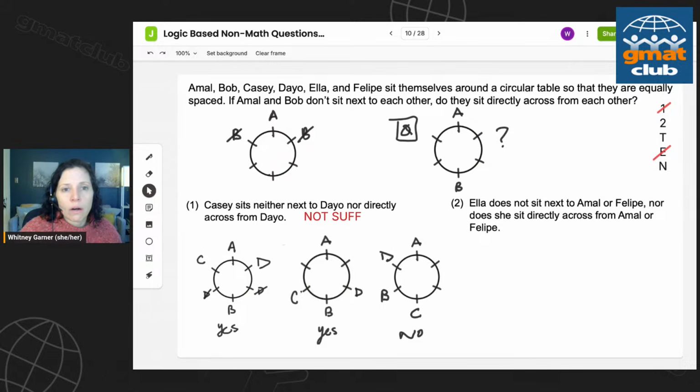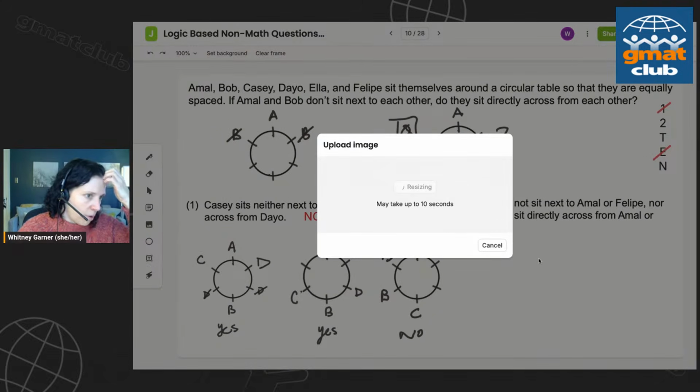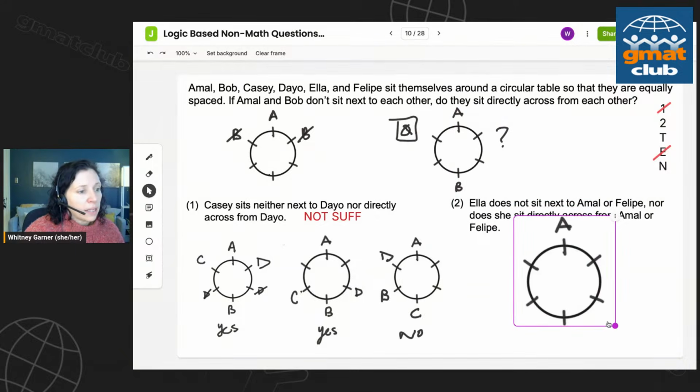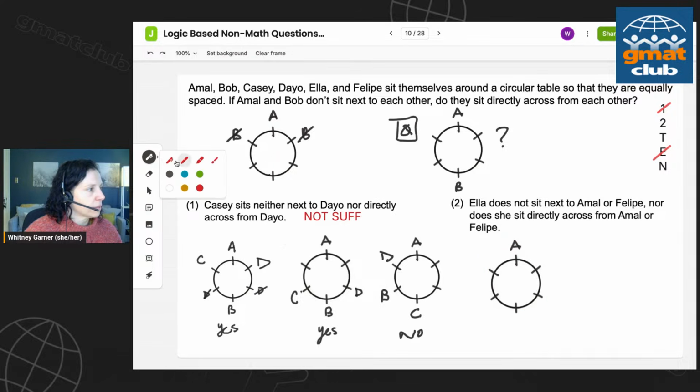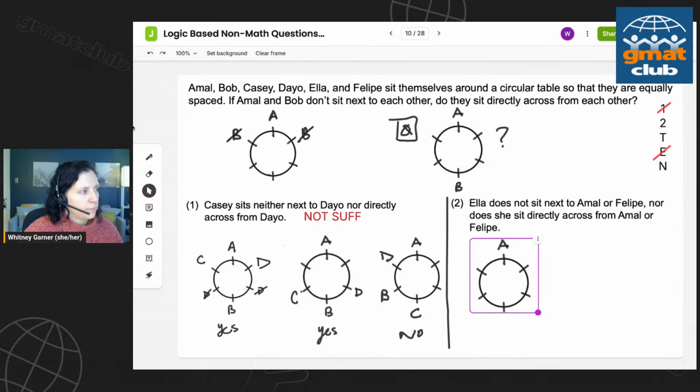We'll go with our Amal chart again. I'm just pinning them all at the top because why not? Right. So we'll pin them all at the top. And here's what I know. Ella cannot sit next to Amal, nor can she sit directly across from Amal. So let me make a little line so that we can see more clearly the difference between them. Okay, so Ella can't sit next to Amal. So Ella can't sit in either of these two spots, nor can Ella sit directly across from Amal.